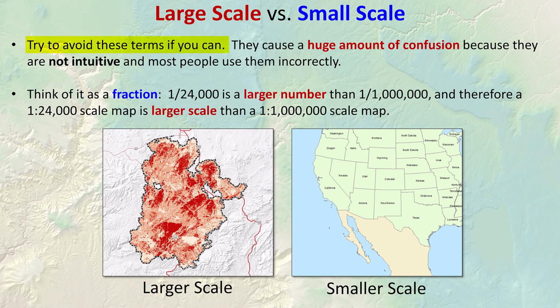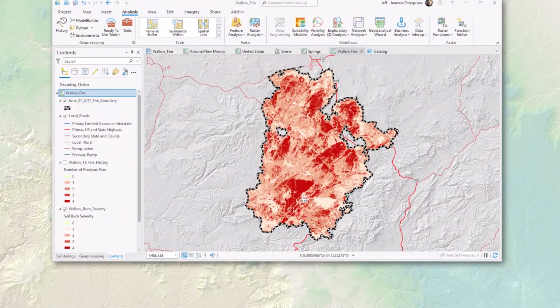Therefore, I recommend you try to avoid the terms large scale and small scale if there's any chance your audience does not understand the correct definitions of the terms. Why create confusion when it's not necessary? Come up with some other creative way to refer to the map. Maybe describe it in terms of the region it covers, or use the terms zoomed in or zoomed out. Just steer clear of large versus small scale if you can.